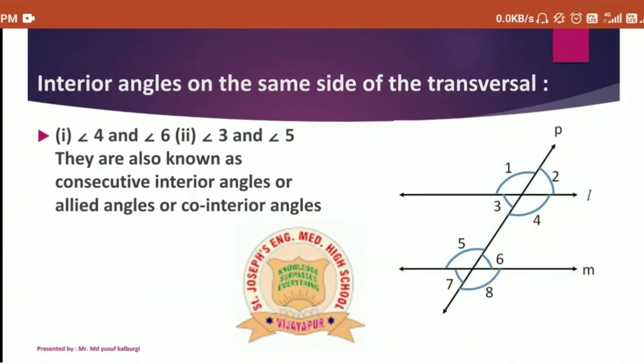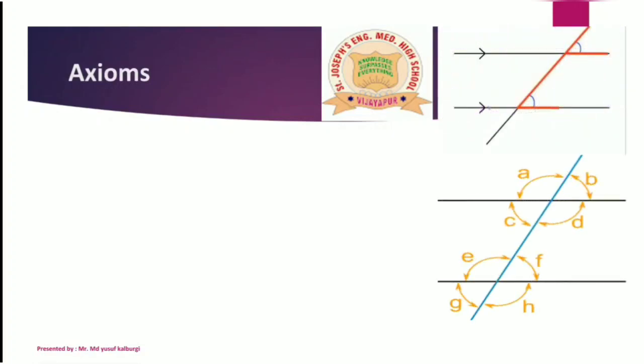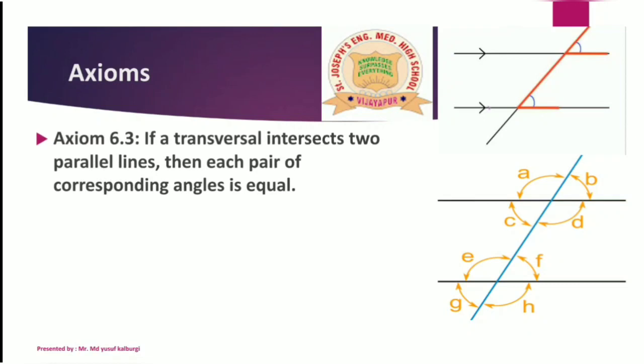Okay, so let's move to the next bit. We have studied this. Now these are axioms. What are those axioms? Let's study them one by one. So axiom 1, that is 6.3.